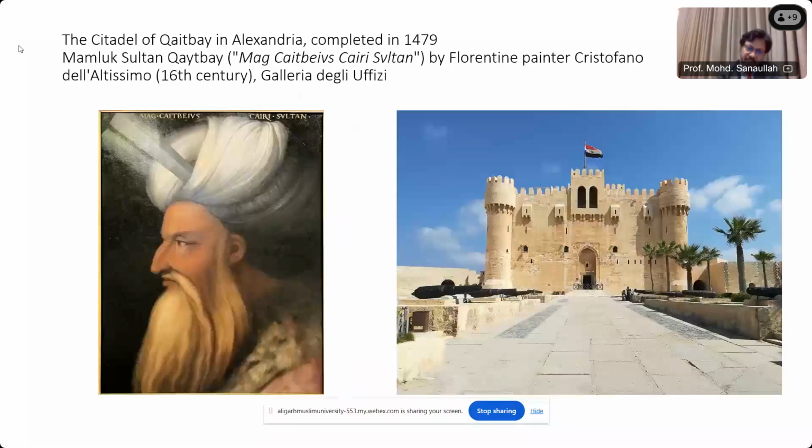Among the things that still remain in modern times from the legacy of the Mamluks, we have the citadel of Qaitbay in Alexandria, which was completed in the 14th century. This is the painting of the Mamluk Sultan Qaitbay, and this is the citadel which is in Alexandria.